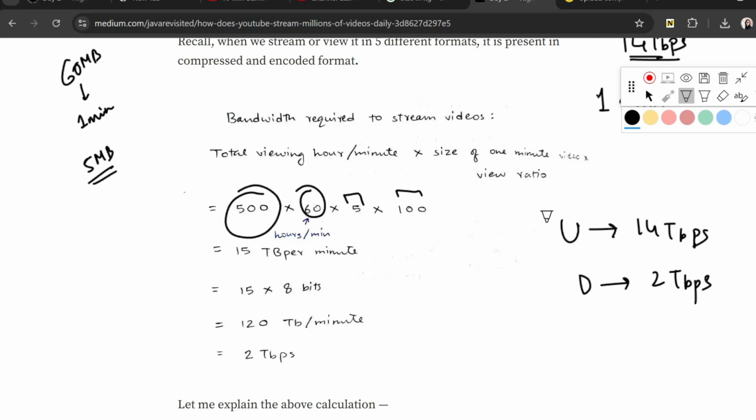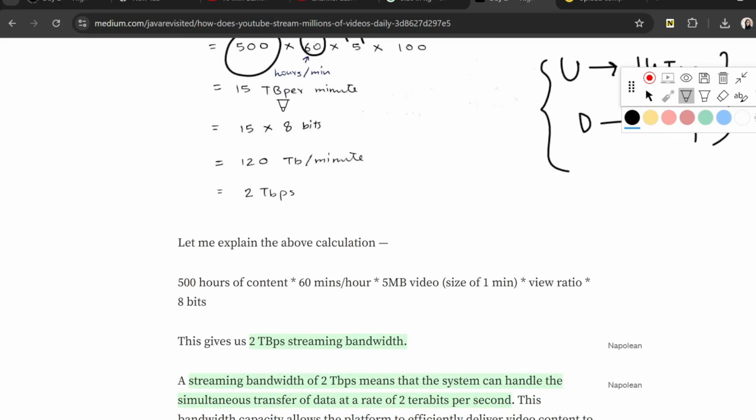The reason I have elaborated on this calculation is that when you're making notes, you have to understand it with an example, how you are going to write the back of the envelope calculation for this. So if you want to understand the calculation above, you can pause the video and read about this. Streaming bandwidth of 2 TBPS means that the system can handle the simultaneous transfer of data at the rate of 2 terabits per second, whereas in the case of uploading it was 14 terabits per second.